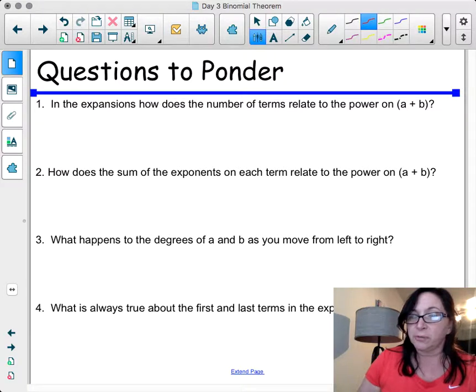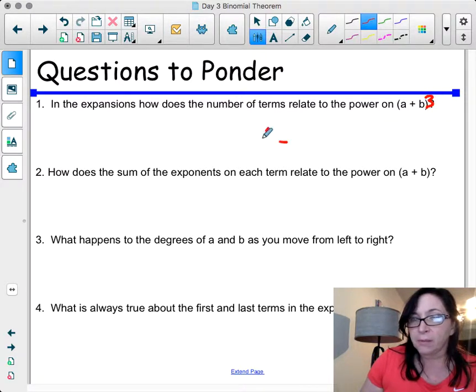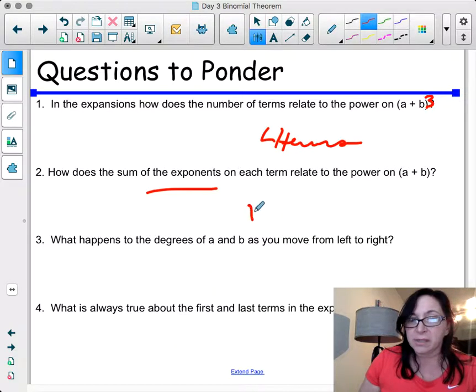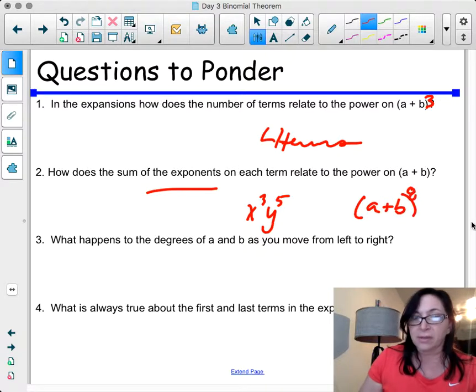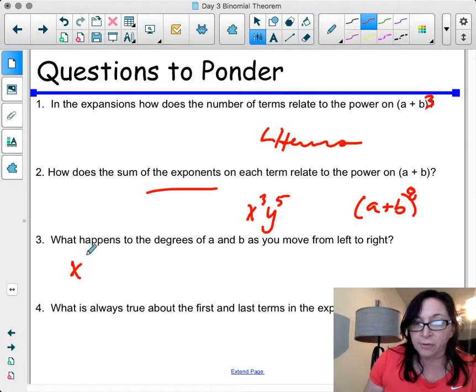So a couple of things to ponder in the expansions. How does the number of terms relate? So again, if I have this to the 3rd power, I'm going to have 4 terms. The sum of the exponents: if I have x cubed y to the 5th power, then this is a plus b to the 8th. What happens to the degrees as you move from left to right? Well, the a power, the first term, is going to decrease, and then the second term is going to increase.